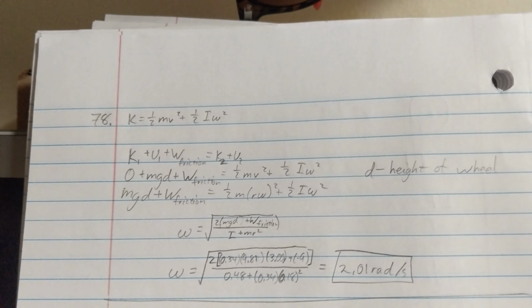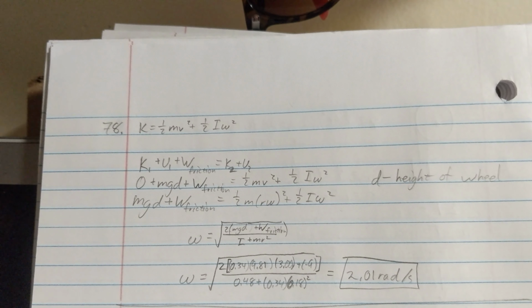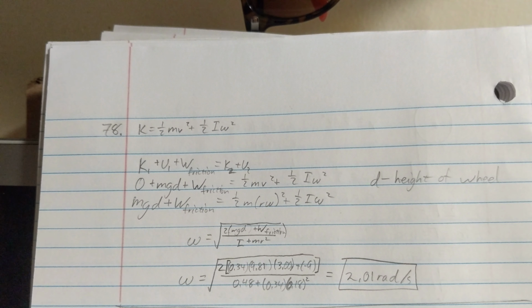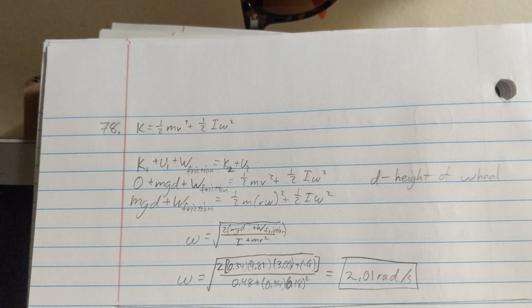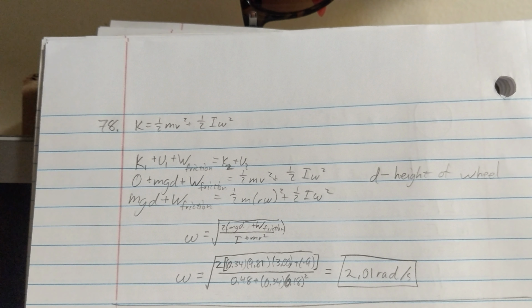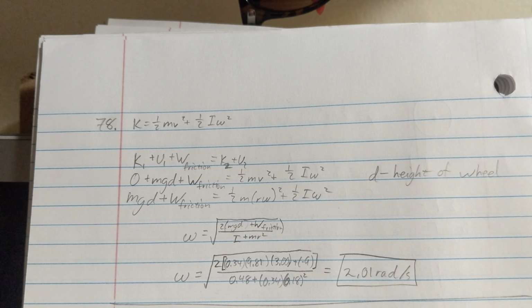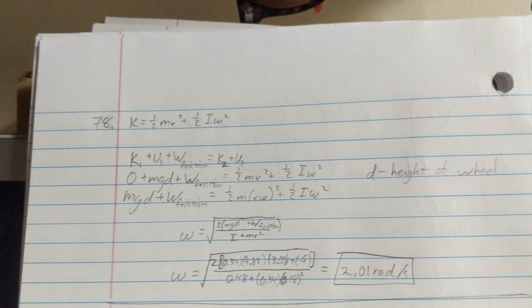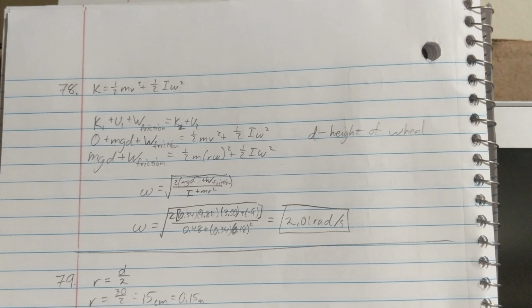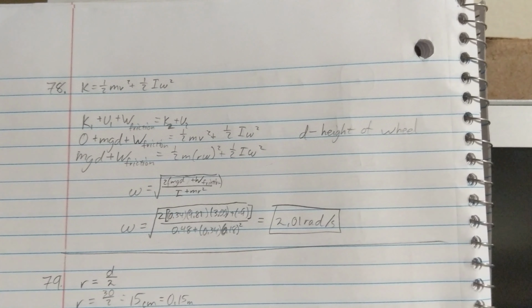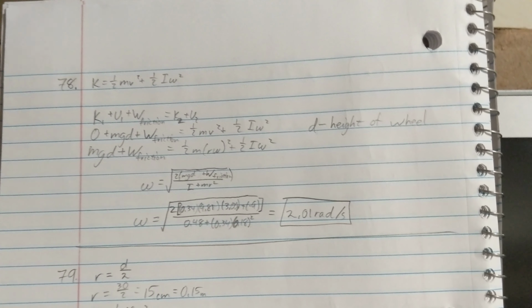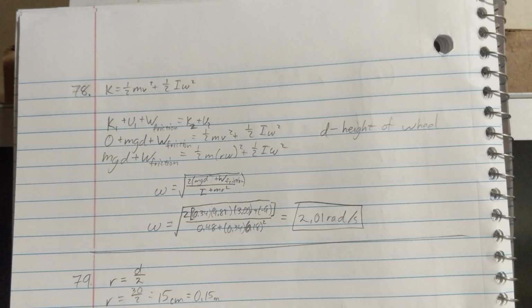This is chapter 9, problem 78. A thin light wire is wrapped around the rim of a wheel. The wheel rotates about a stationary horizontal axle that passes through the center of the wheel. The wheel has a radius of 0.18 meters and moment of inertia for rotation about the axle of I equals 0.48 kilograms meters squared.